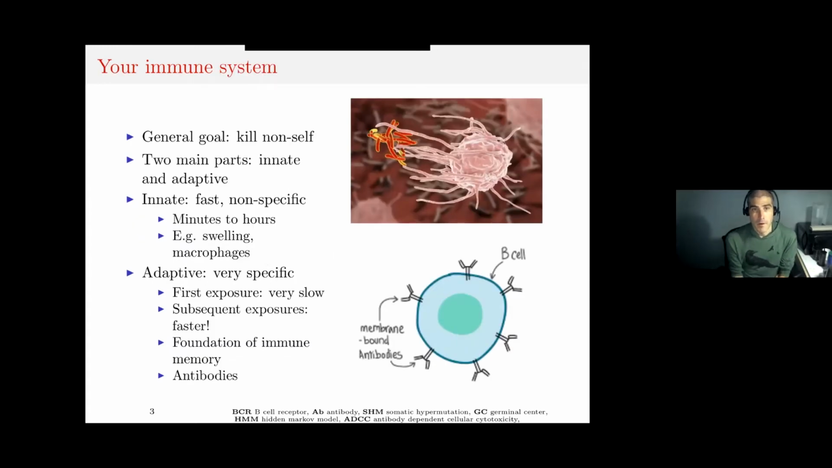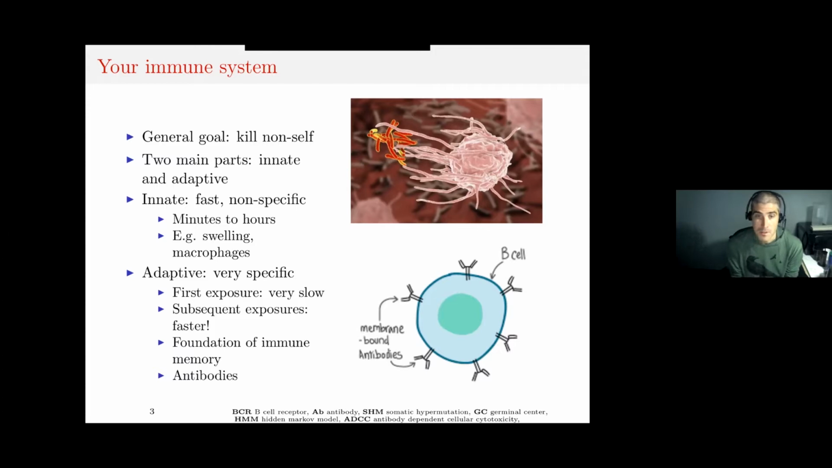So one way to think about the main goal of what your immune system is trying to do is that it's trying to kill things that aren't you. And there's 2 main parts to your immune system. There's the innate immune system and the adaptive part. The innate immune system is much older. We share it even with fungi and plants. It's generally fast and not very specific to particular pathogens. Typically it might respond in minutes to hours, and one example of it responding is just you swelling up when you get a cut or a bruise or something like that.